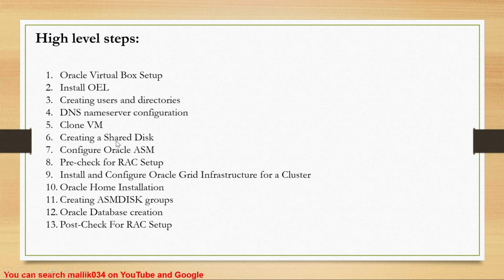creating a shared disk between both the nodes, node 1 and node 2, and configuring Oracle ASM on node 1 and node 2, and then running the pre-check for RAC setup, and installing and configuring the grid infrastructure on that two node cluster, and installing your Oracle home on those two nodes, and creating ASM disk groups in my Oracle grid infrastructure, such as a recovery disk group, a data disk group, whatever disk group you wish to create, and creating your Oracle database on top of the grid infrastructure cluster, and then doing some post checks. So these are the high level steps I'm going to cover in detail.